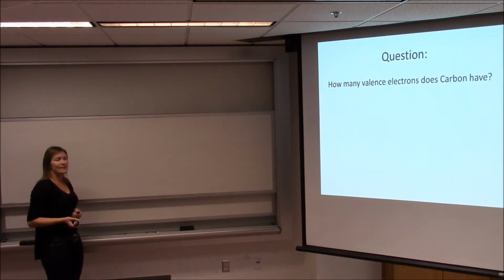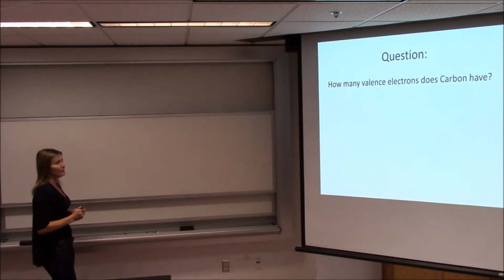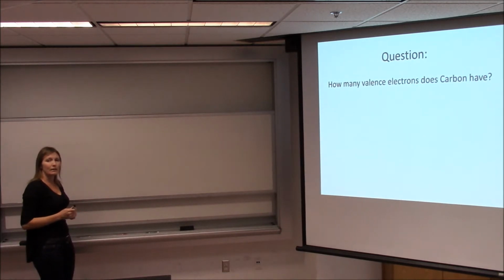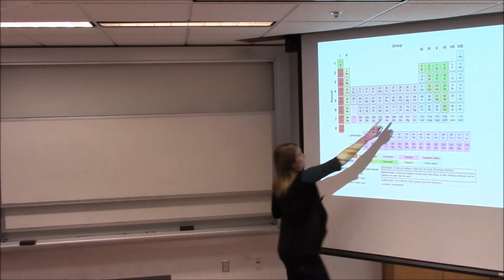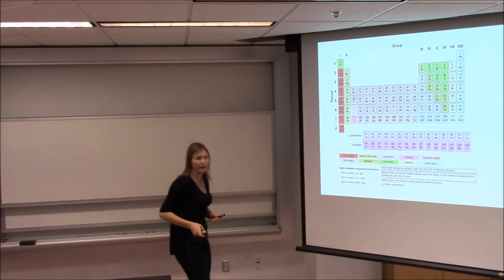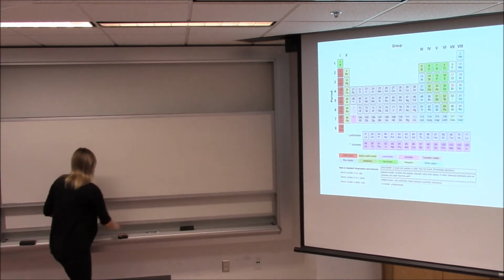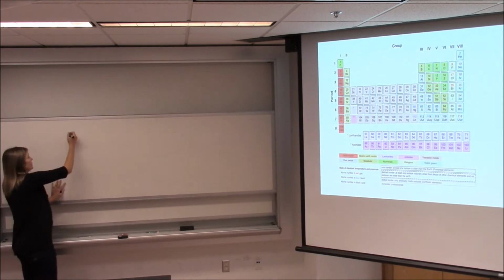How many valence electrons does carbon have? So to answer that, you can either look and see that carbon is in column 4. And if you're in column 4, you're going to have 4 electrons in the outer shell. Okay, but let's draw carbon's full electron configuration just to check.